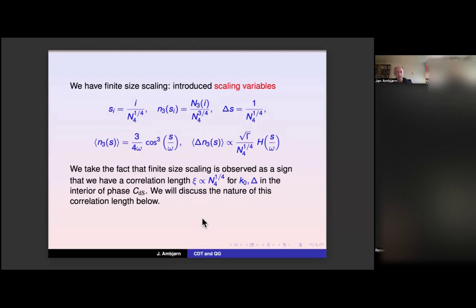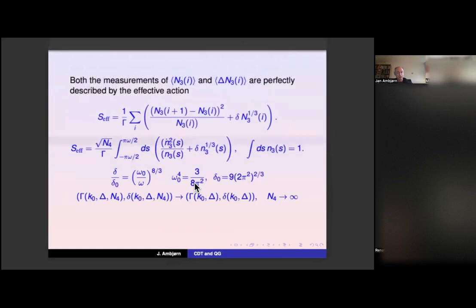I think it is very interesting, but it is our basic assumption, and the way that we want to connect to the φ⁴ theory, where I expressed everything in terms of this correlation length. So this is how we go. So I should say here that both the measurements of the expectation value of the free volume and the fluctuations are perfectly described, up to the numerical accuracy that we can measure, by this effective action that I've written down here.